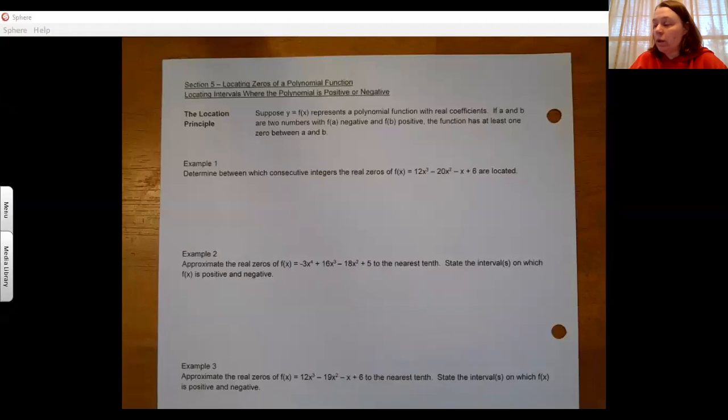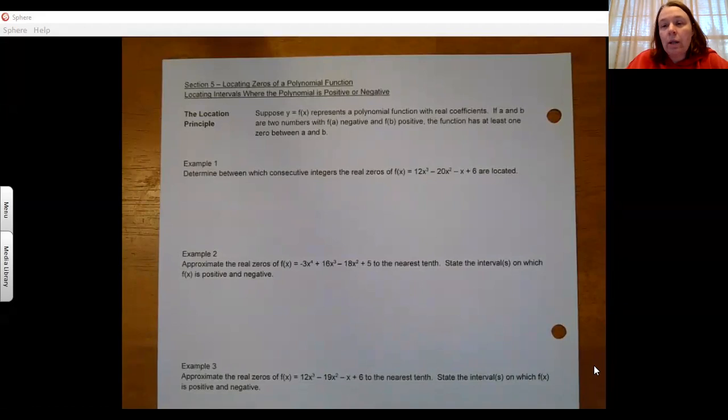So this is from your notes. Hopefully you have them with you. This is page 12. It is section 5, locating zeros of a polynomial function, and also when a polynomial is positive and negative. So the first example asks you to determine between which consecutive integers the real zeros of this function are located. And so I know we could just graph it, right?